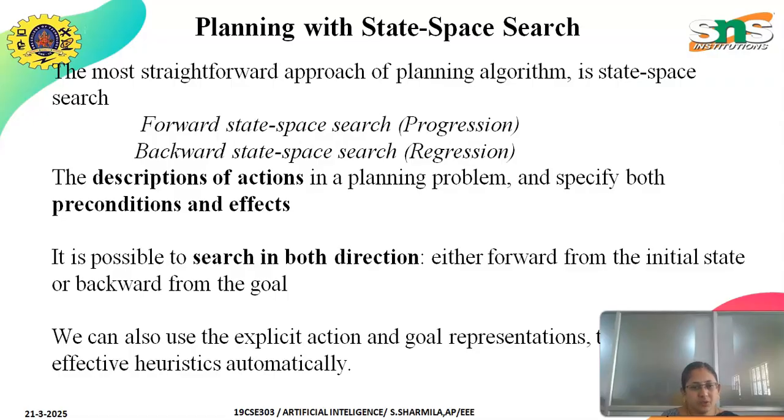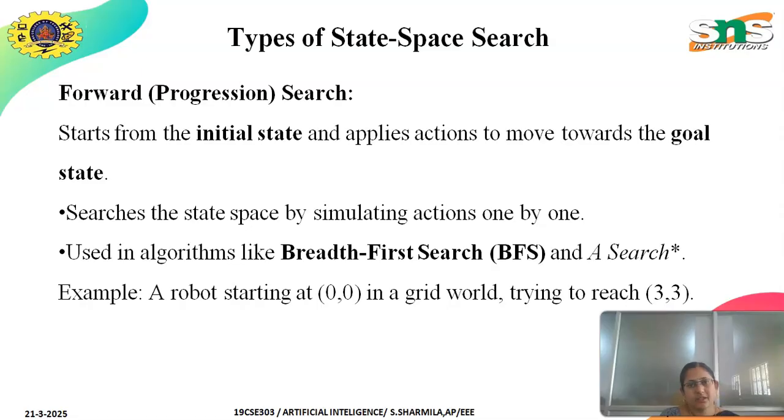It is possible to search in both directions, either forward from the initial state, or backward from the goal state. We can also use the explicit action and goal representations to derive effective heuristics automatically. The types of state space search include, as we already saw, forward state space search, or FSS, which is nothing but progression.